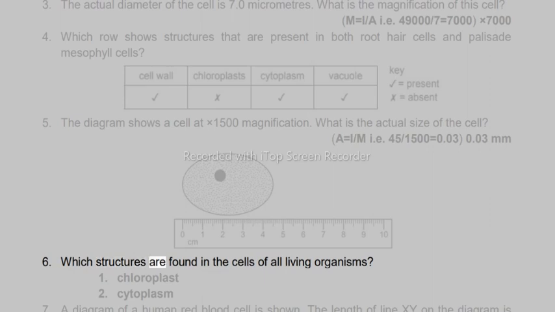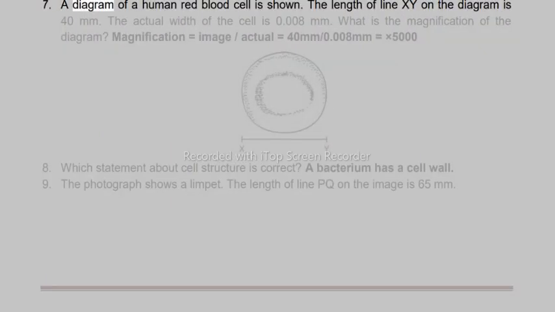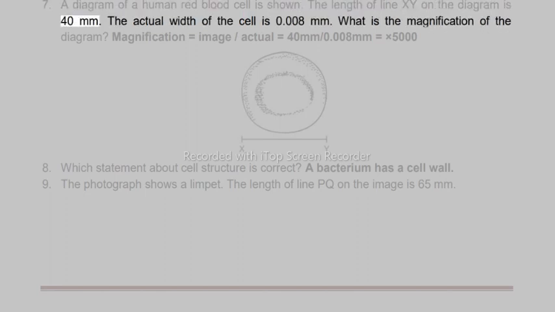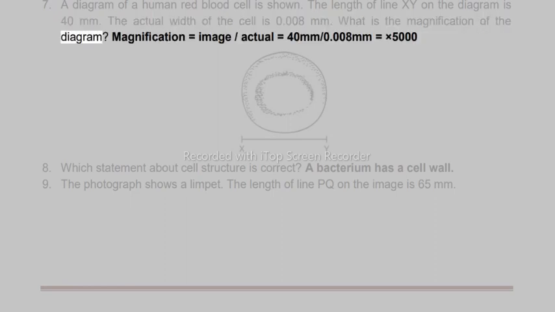6. Which structures are found in the cells of all living organisms? 1. Chloroplast 2. Cytoplasm. 7. A diagram of a human red blood cell is shown. The length of line XY on the diagram is 40 mm. The actual width of the cell is 0.008 mm. What is the magnification of the diagram?